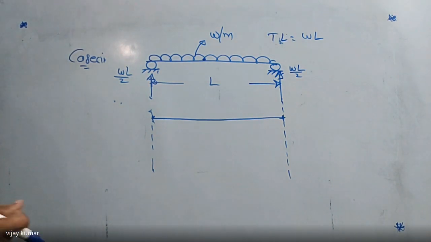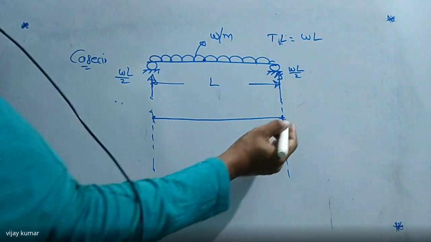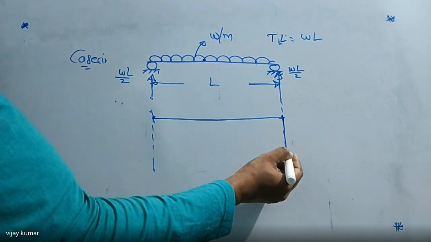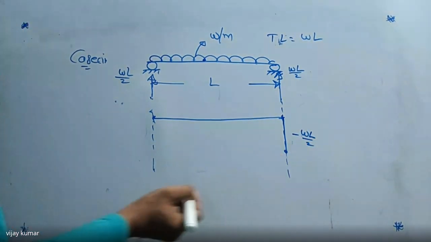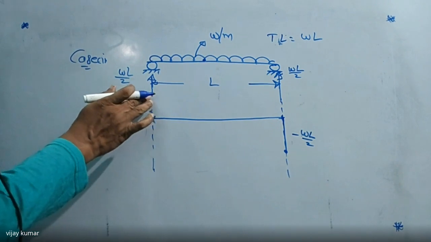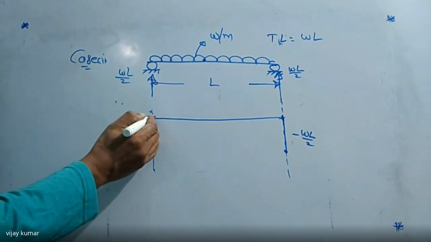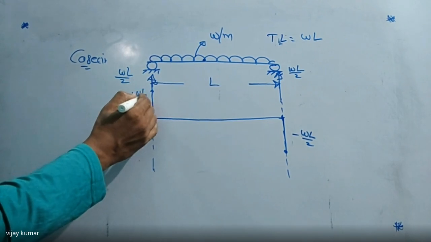Now tell me, what is the shear force at this point? WL by 2, which is moving upward. So the shear force is negative up to this one now. That is minus WL by 2. So what is the shear force here now? If we calculate like this, we get the point here. That is also plus WL by 2. I will give it to you later.